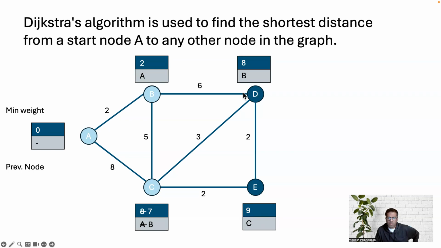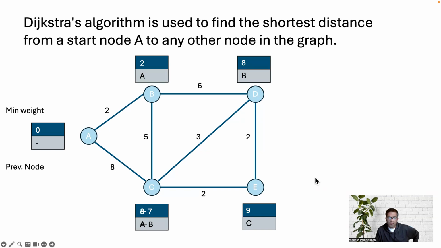So looking at the least weights again, we have 8 and 9. We pick 8. And then we look at the outgoing edges. So 8 plus 2 would be 10. And because 10 is more than the least weight we have, there's no need to update this box. And finally, we can select E. So this is the information that we get once we've completed Dijkstra's algorithm.